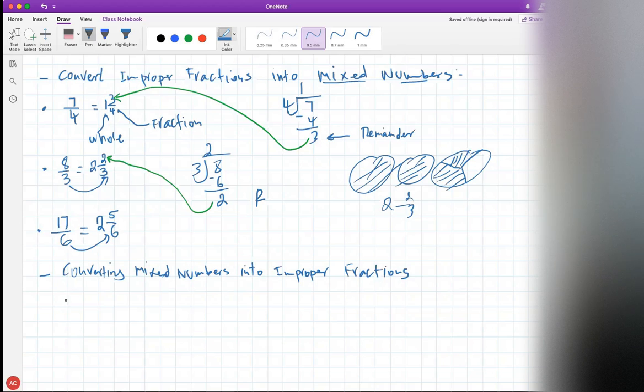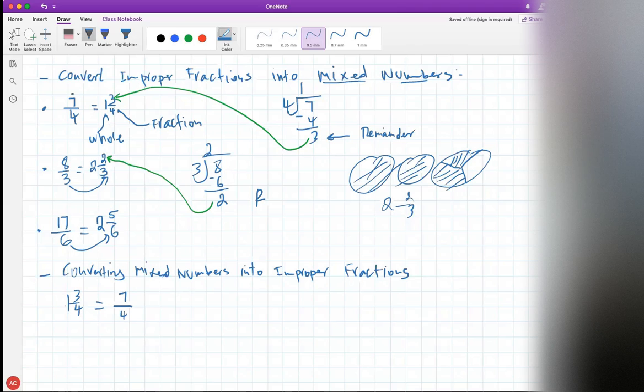So 1 3/4. We want to turn it back into the improper fraction it was. So how do you do that? How do you get the 7 from the whole and the fraction? We know that the denominator stays the same. We need to get 7. 4 times 1 plus 3. Exactly. So 4 times 1, we multiply these two, and we add the remainder. 1 times 4 is 4, plus 3 is 7. We go back exactly to the original number. That's how simple it is.